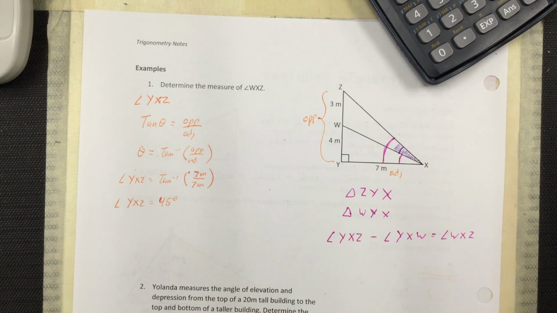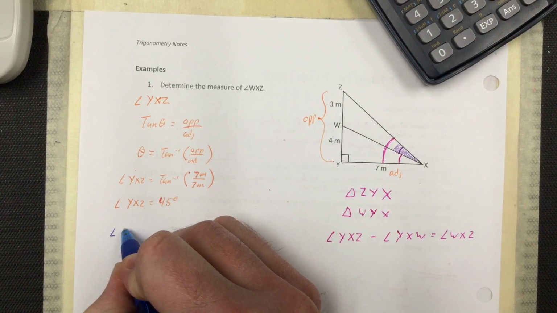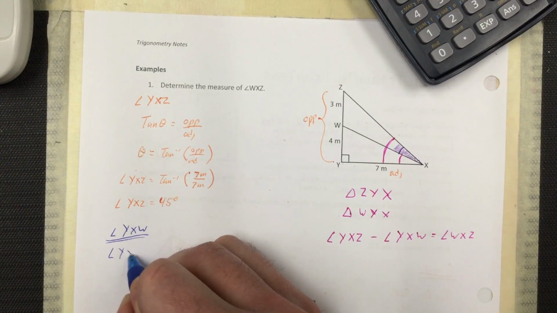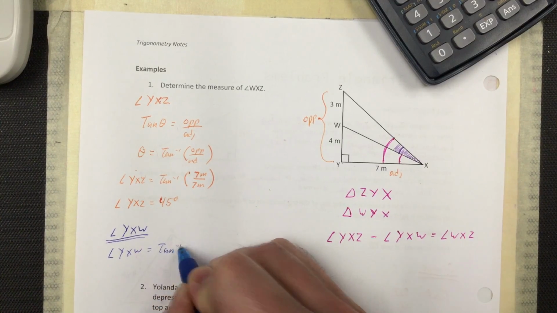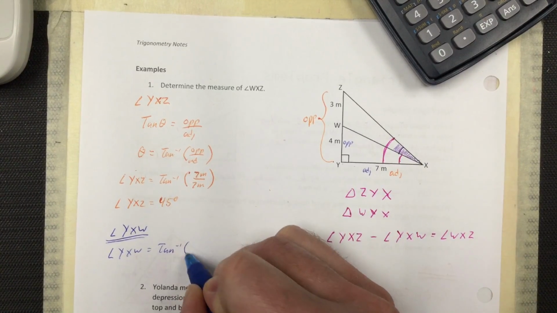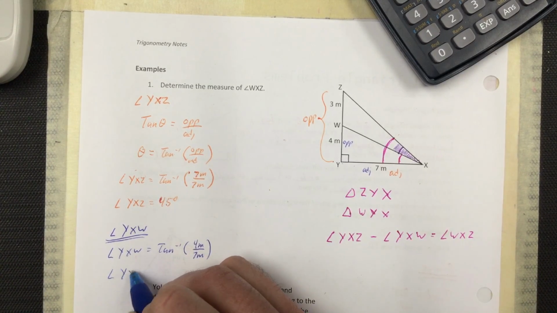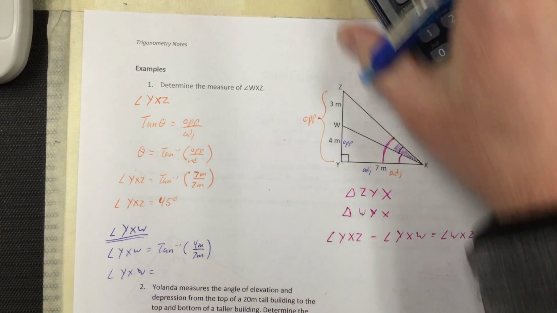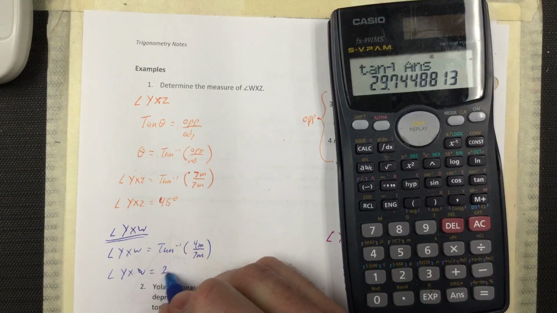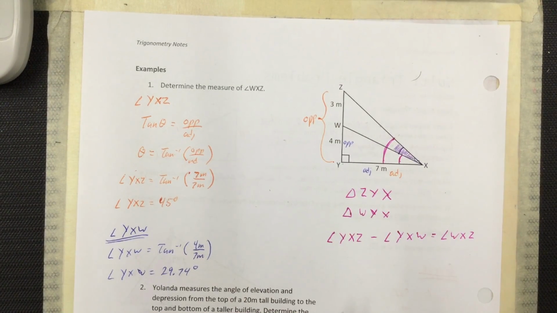Now we're going to use the exact same formula for the other one. So to find angle YXW, and just underline there. Angle YXW is equal to tan -1, but now this is the opposite, and this is still the adjacent. So it's going to be 4 meters over 7 meters. So 4 divided by 7, second function tan, is 29.74 degrees. So that's how we find both of those.